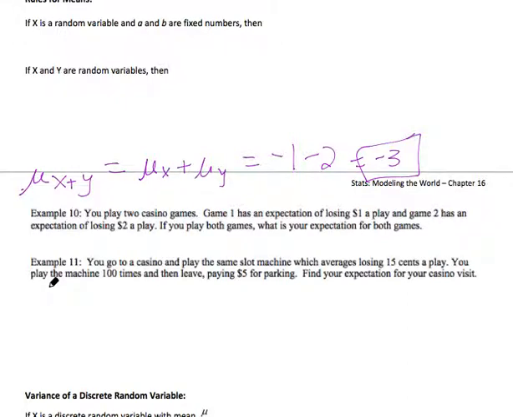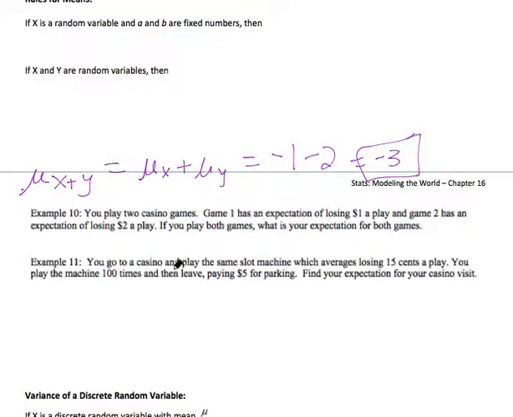All right, so the second example: you go to a casino and play the same slot machine, which averages losing 15 cents per day. You play the machine 100 times and then leave, and you pay $5 for parking. So the constant value is the $5 for parking, because that doesn't change with how long you're there or how many slot machines you're using.